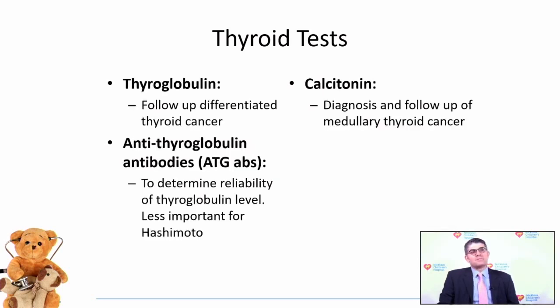Thyroglobulin is an important laboratory test to follow up in patients with thyroid cancer. After total thyroidectomy, the thyroglobulin levels should be undetectable. Antithyroglobulin antibodies, we use that in combination with the thyroid peroxidase antibodies. However, the clinical significance is questionable, but it's very important in the follow-up of patients with thyroid cancer. And calcitonin is a test ordered for evaluation and follow-up of medullary thyroid cancer.